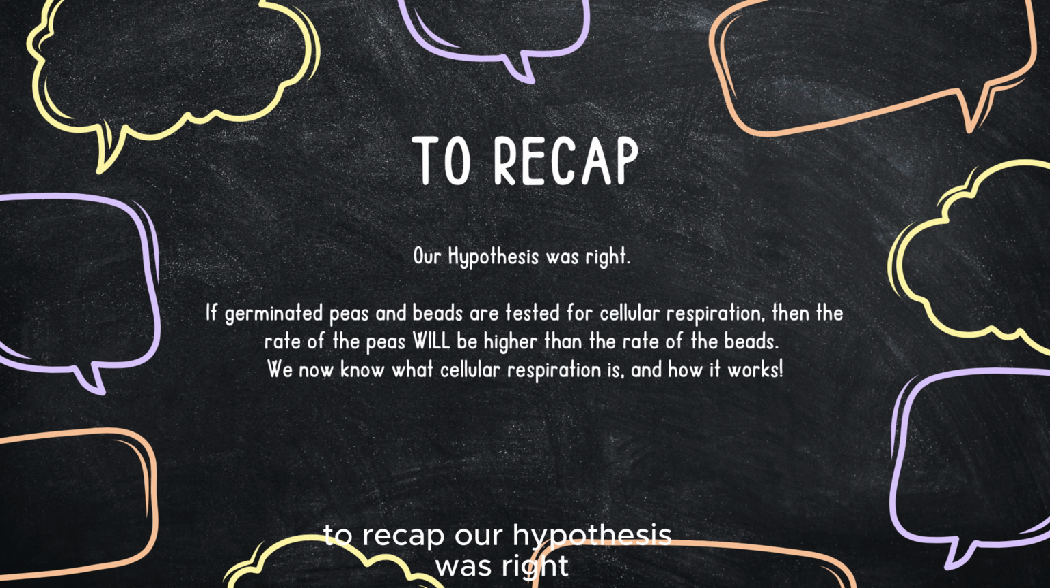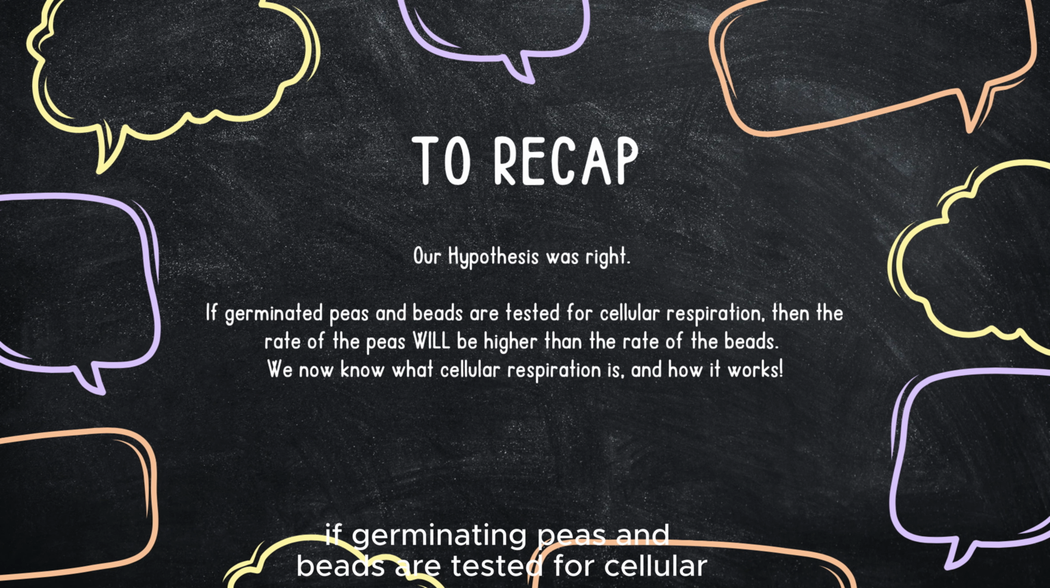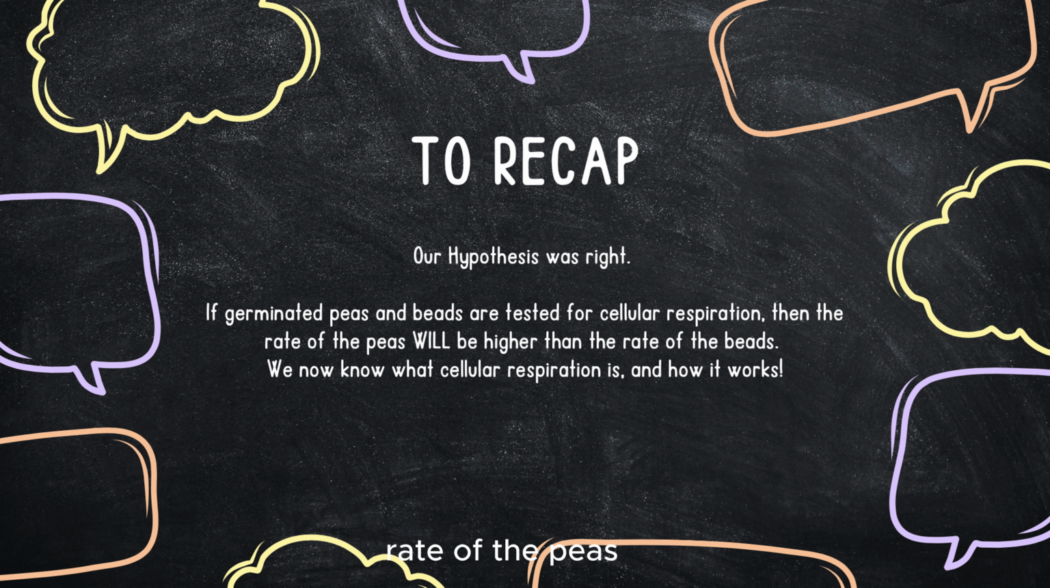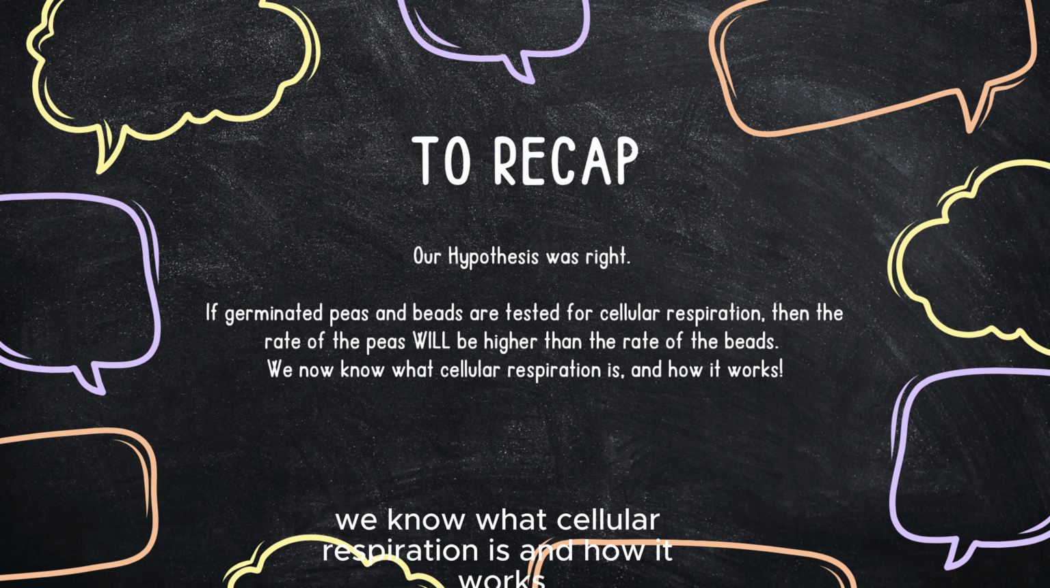To recap, our hypothesis was right. If germinated peas and beets are tested for cellular respiration, then the rate of the peas will be higher than the rate of the beets. We know what cellular respiration is and how it works.